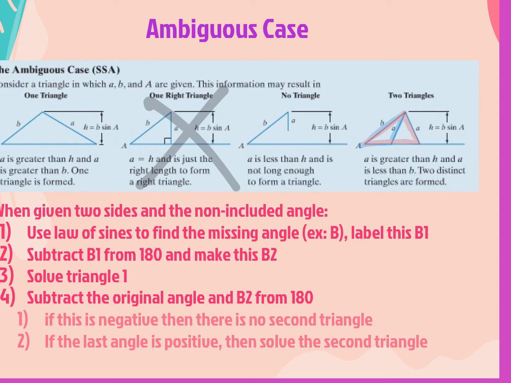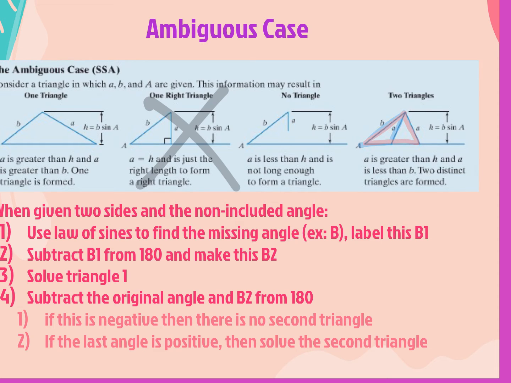So 180 minus B1 equals B2. That is correct. That's our second triangle. Now we're done with B1. That went to the first triangle. To find the last angle in the second triangle, we're going to do 180 minus the one angle they give you to start with, minus the B2 that we found, and then that remaining angle.